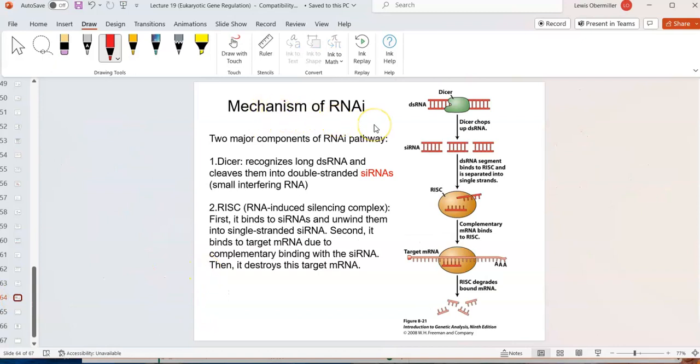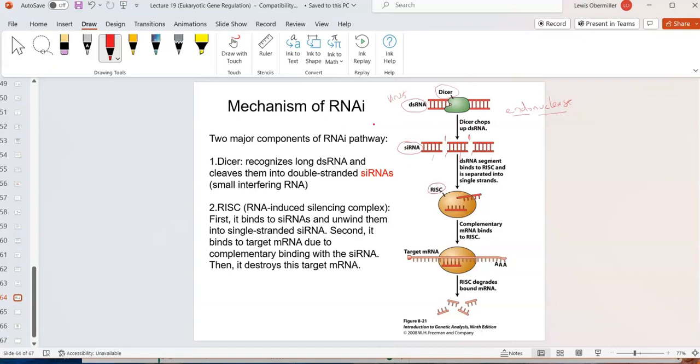I think we covered this, but I'll do it again. Whenever a cell is introduced to double-stranded RNA, it thinks it's a virus, because that's weird, and it activates a protein called dicer. Dicer is an endonuclease. An endonuclease is something that cuts on the inside, so it's going to cut this. And a nuclease cleaves DNA or RNA nucleotides. So dicer cuts up the double-stranded RNA into what we call small interfering RNA, so little pieces of RNA.